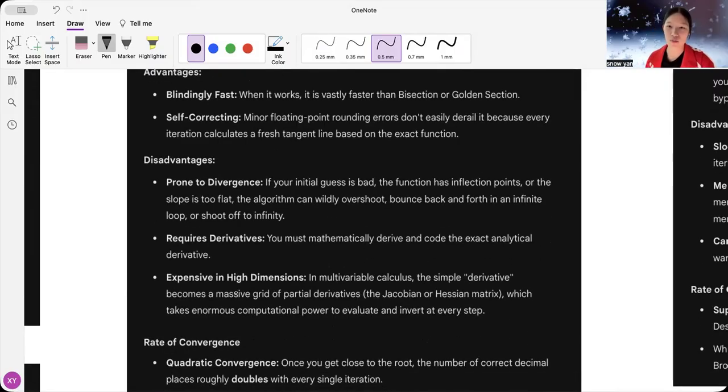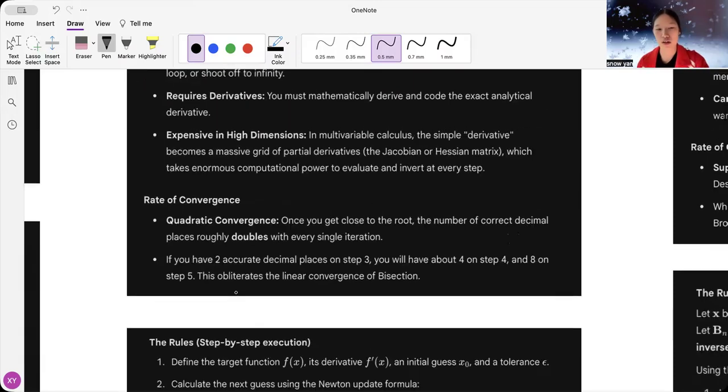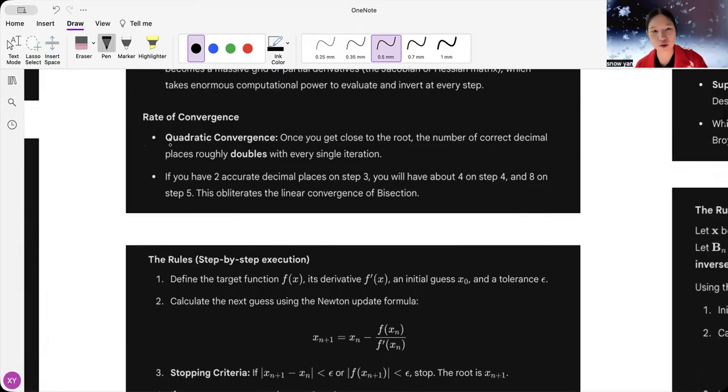Disadvantages are that it could diverge, especially if the initial guess is bad, or if the function has inflection points or other weird things, and it can shoot off to infinity or do something you don't expect. And yes, you do need the derivatives. And in high dimensions, unfortunately, you need to calculate the Jacobian, which is not fun if it's a hard function. But the good part is that it's quadratic, so very fast.